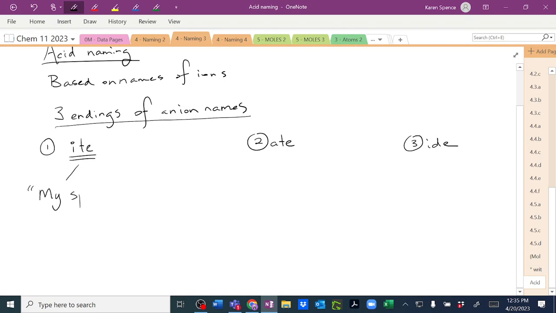My Sprite, which I should capitalize, I guess, because it's a proper noun. My Sprite is delicious.